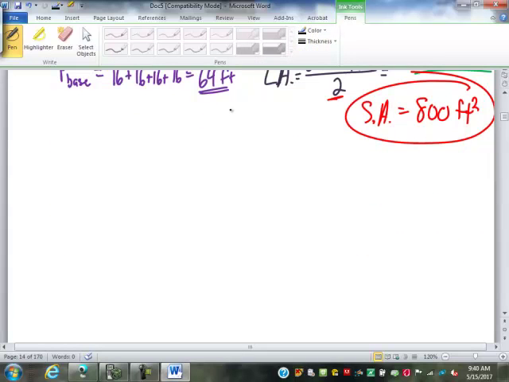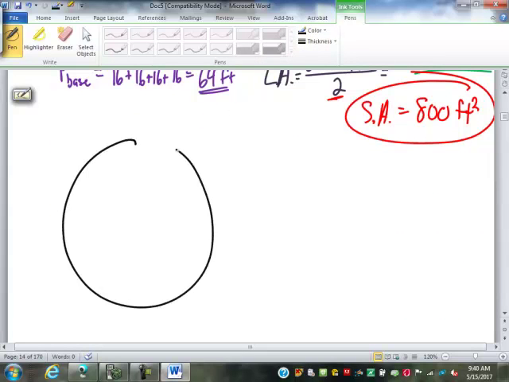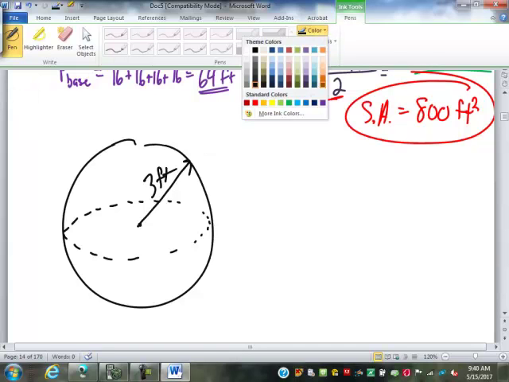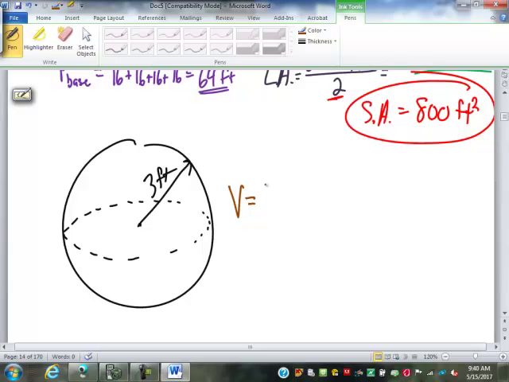What if we have a sphere? And let's say the radius of our sphere is 3 feet. Do you guys remember the formula for the volume of a sphere? 4/3, yep, 4/3 pi times radius cubed. Very good.